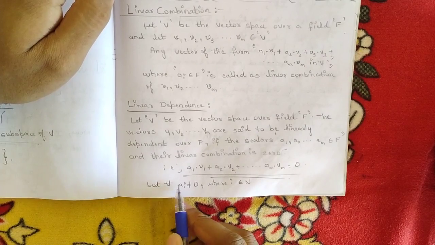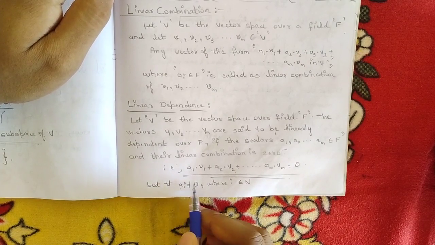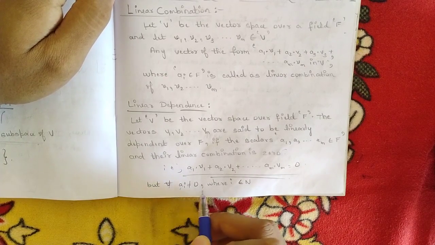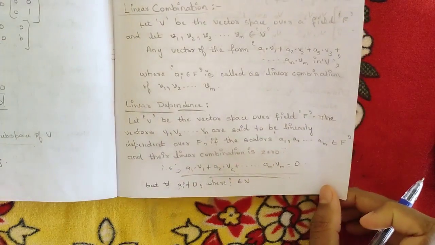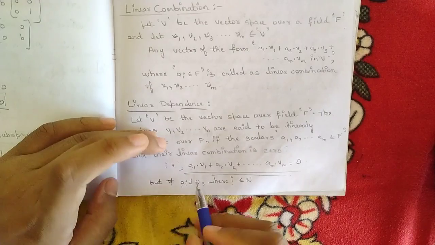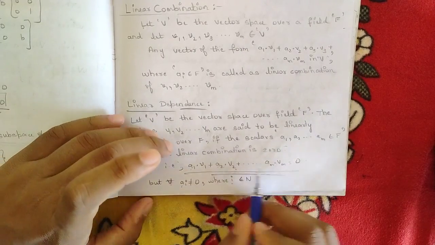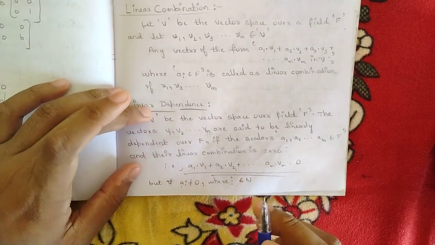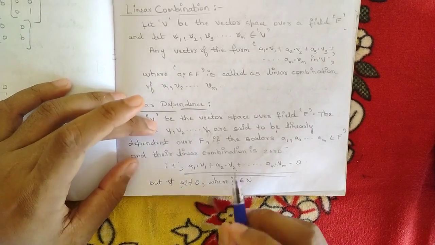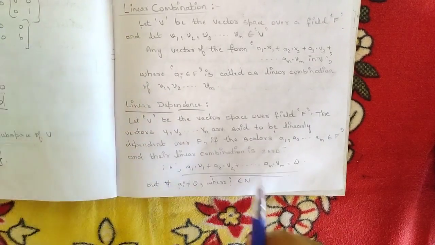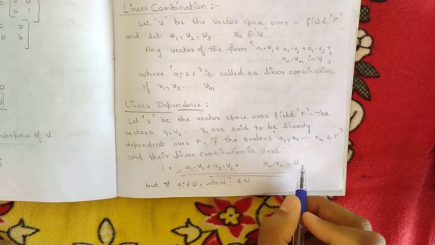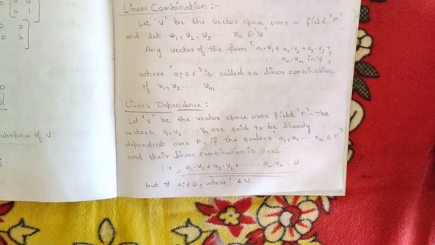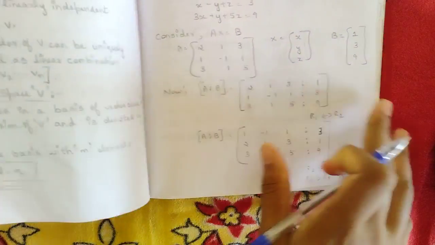But the values ai should not all be equal to 0, where i belongs to n. The values of a1, a2 up to an should not be equal to 0, and only then the linear dependence condition is satisfied. If we do the linear combination and get our answer as 0, then we can say that it is linearly dependent.